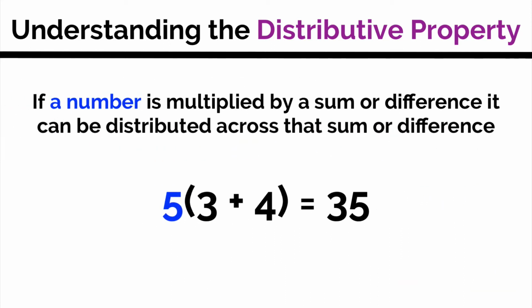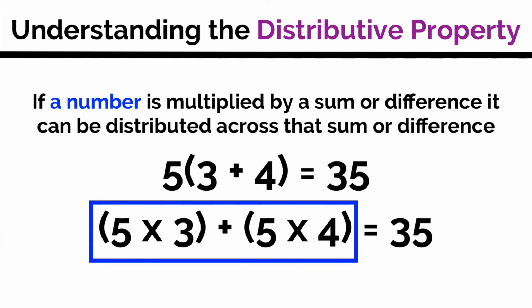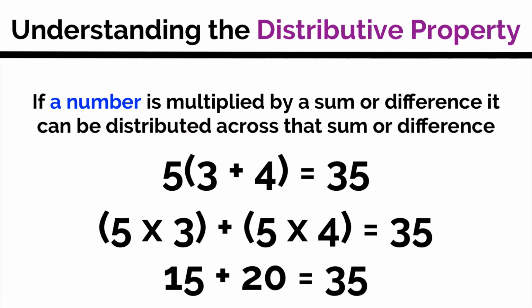When we have a number that is multiplied by a sum or difference, we can distribute that number across each value within that sum or difference. In this case, that means 5 times 3 plus 5 times 4. That gives us 15 plus 20, which is indeed still 35.